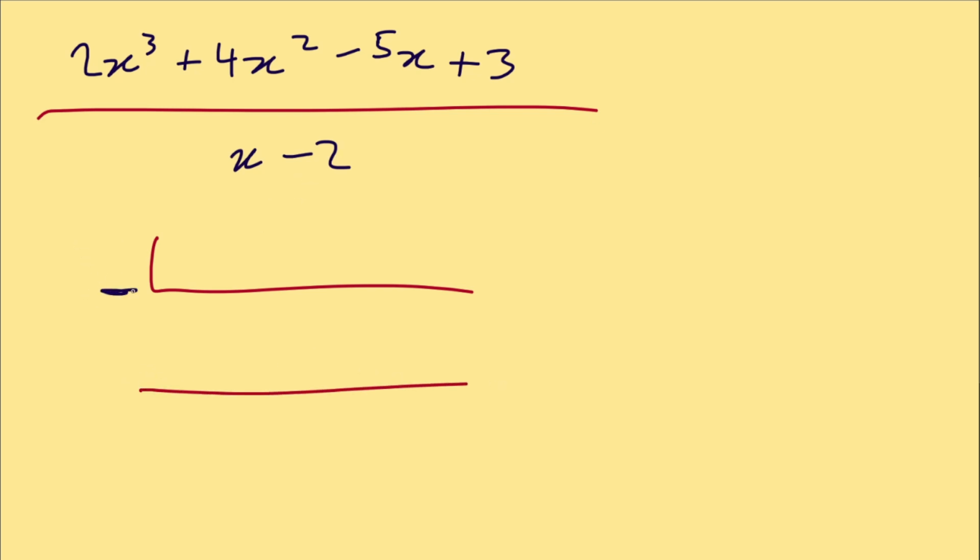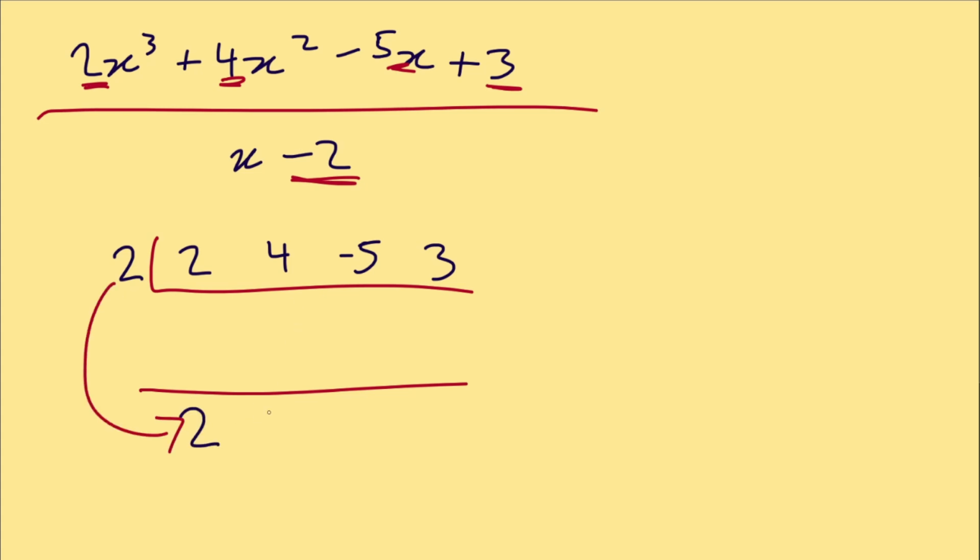Let's set up the divisor. Take a moment to think. What's the divisor? What goes here? Well, it's 2. Now take the coefficients. So 2, 4, negative 5, and 3. Now I'm going to go slowly here so you can follow it. Bring down this number, 2. 2 times 2, well, it's 4. So let's write the 4 in the next slot.